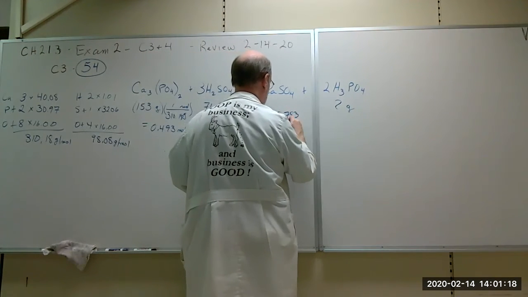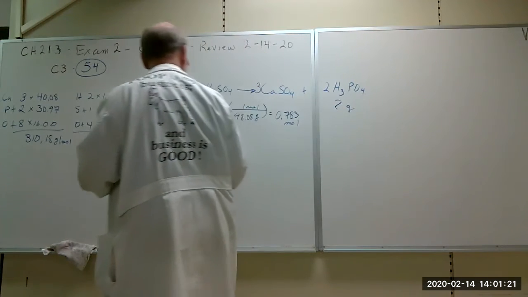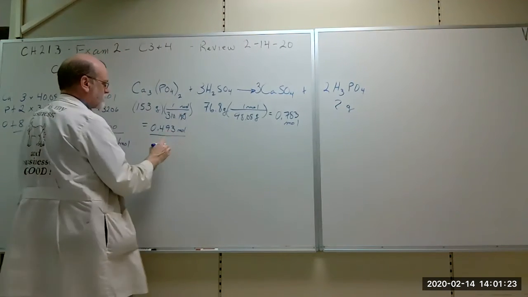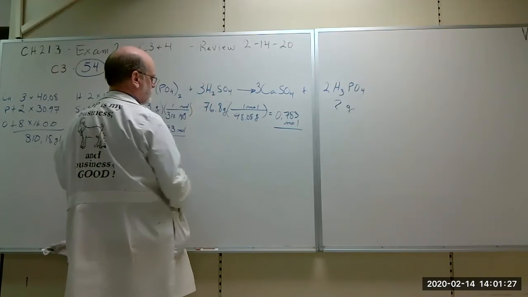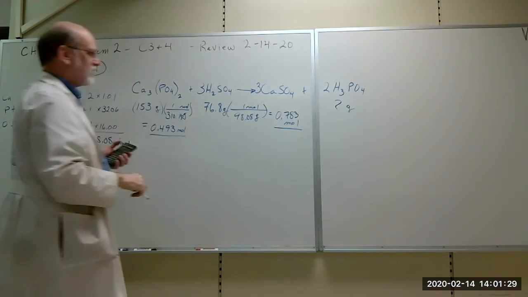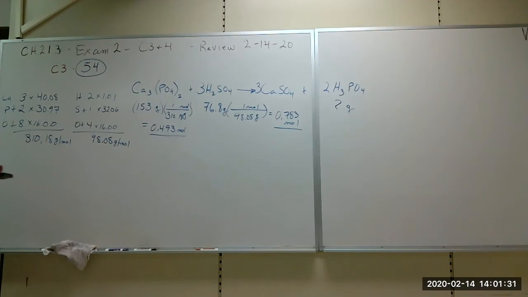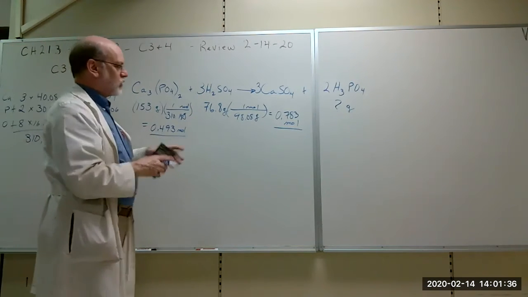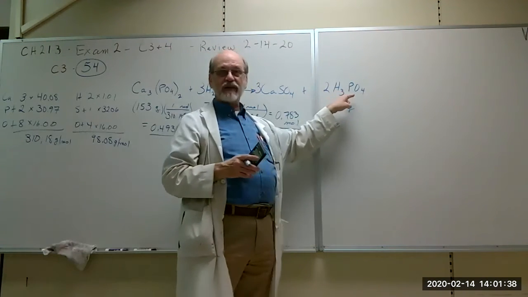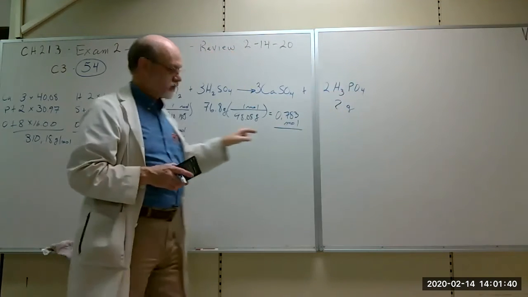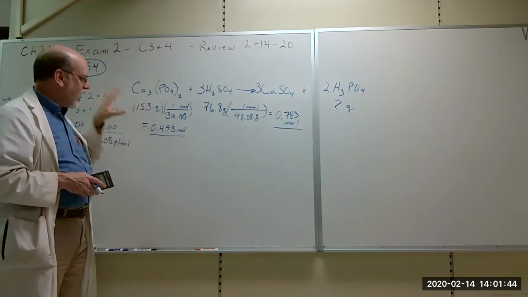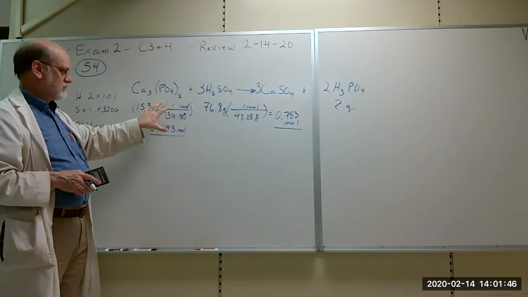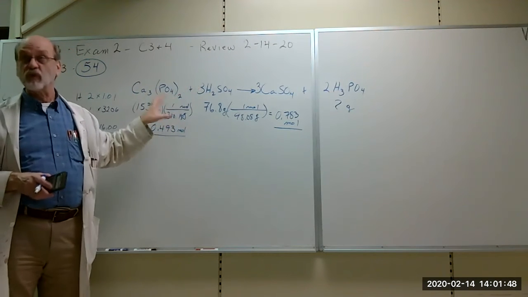0.783 moles. Okay, so we got this many moles of calcium phosphate and this many moles of sulfuric acid. Now, how do we figure out which one runs out? Since we're looking for this one as our answer, the best approach is to say, what if we were able to convert all of this and there was plenty of sulfuric acid? What would we get?